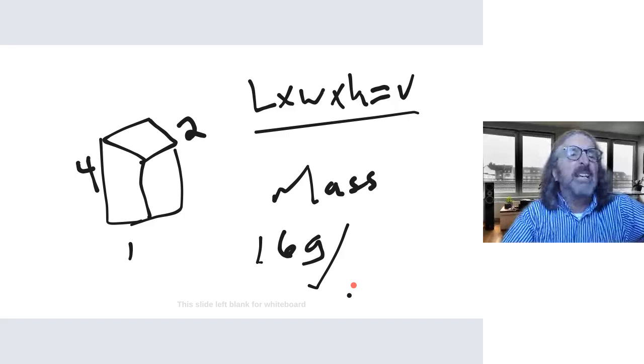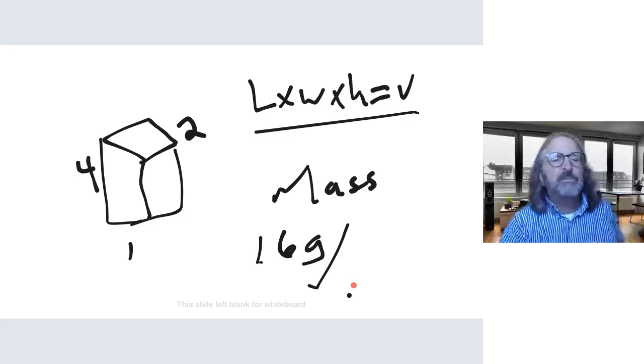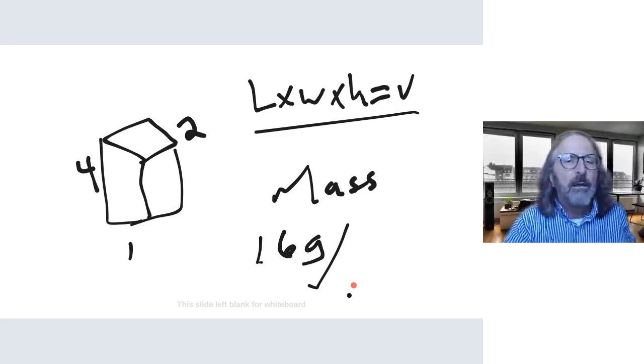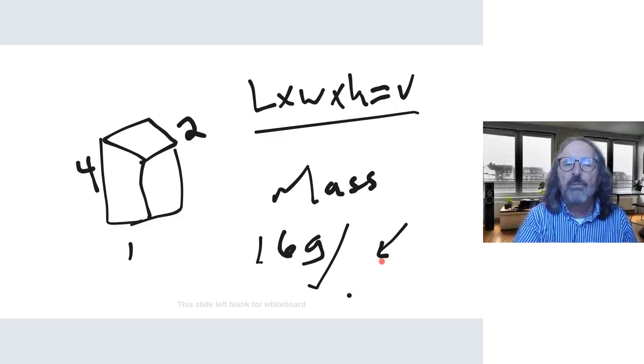So let me just put the density on this one. This is our last question. There we go. Got to multiply this out. 4 times 2 times 1. Put it in here for our volume. Divide that, 16 divided by that. So there's 2 steps to this. What do you get?